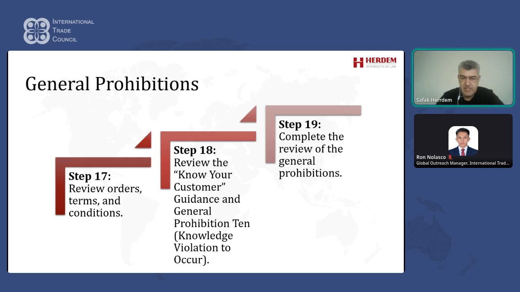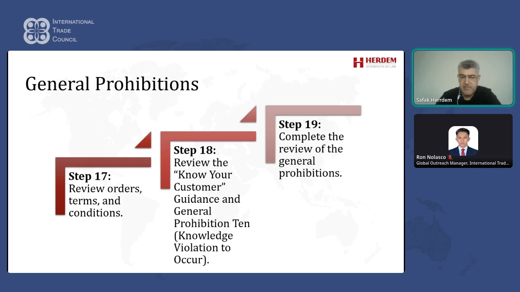Step 17, review orders and terms and conditions. The orders, the terms, and the conditions applicable to the transaction should be reviewed. General Provision 9 applies to this step, and it prohibits the violation of any other terms and conditions imposed under the ER.